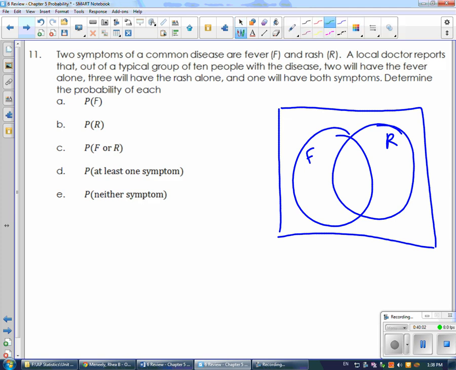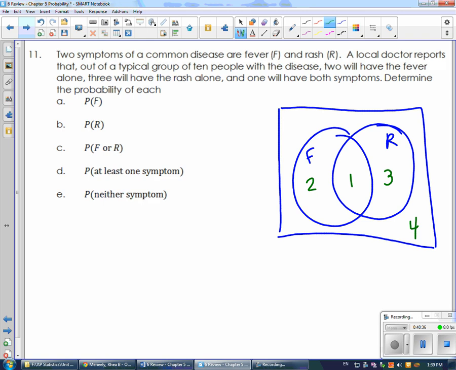But be careful with the information that's given. The local doctor reports that out of a typical group of 10 people, so I know my sample size is 10, 2 are going to have the fever alone. That means that they're not going to have the rash. That means that 2 are going to be in that part of my Venn diagram. 3 will have the rash alone. That means they're not going to have the fever. And 1 will have both symptoms. And so if I add those numbers together, I get 6. That means that there are going to be 4 more that are outside of those 2 circles.